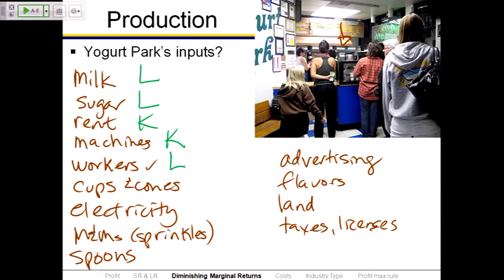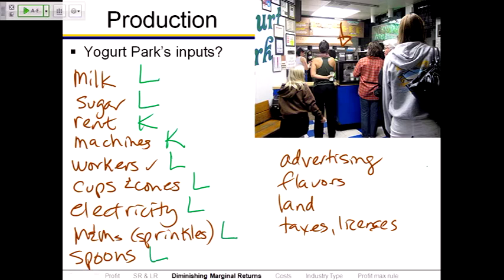Cups and cones, fixed or variable? Variable, so we call it L for labor. Electricity, fixed or variable? A chunk of it's going to be fixed because it's the lights, but the more often you pull that handle, right, the more electricity you're going to use. The more often you open the fridge to refill the machines, the more electricity you're going to use. So it winds up being a variable input. Sprinkles, fixed or variable? Spoons?